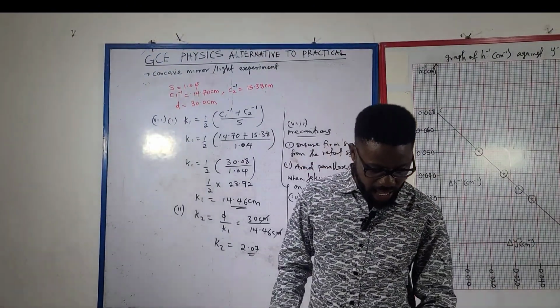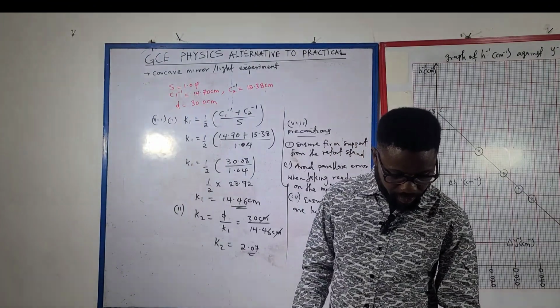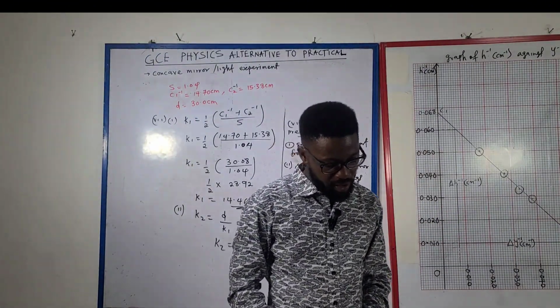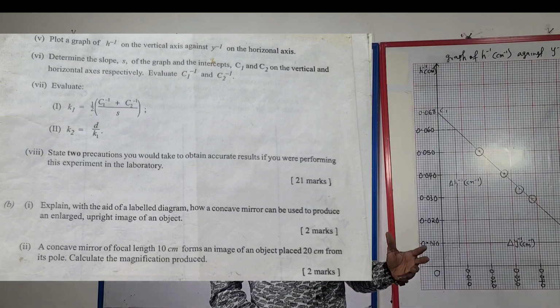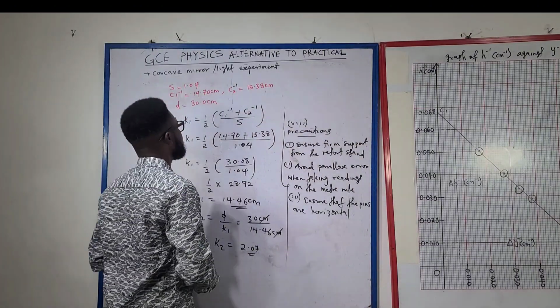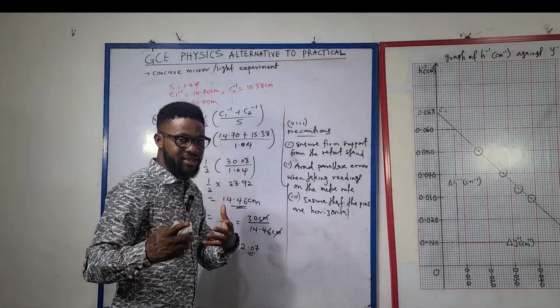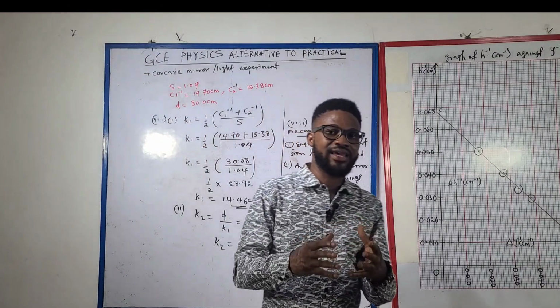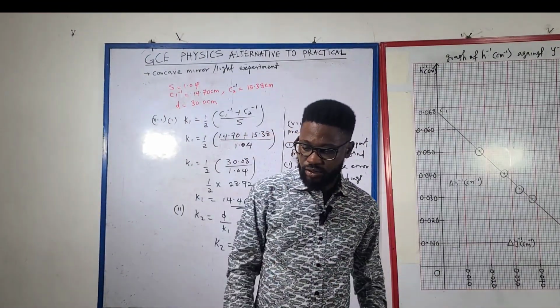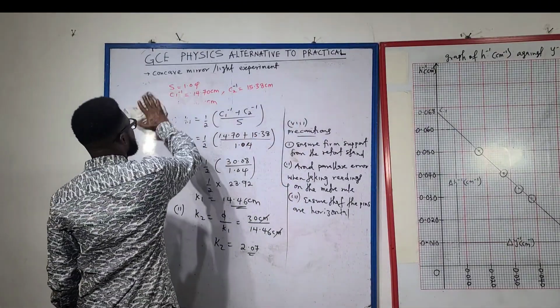So the next thing now is B. Explain with the aid of a labelled diagram how a concave mirror can be used to produce an enlarged upright image of an object. So this needs your idea of mirrors. So let's get right into it.